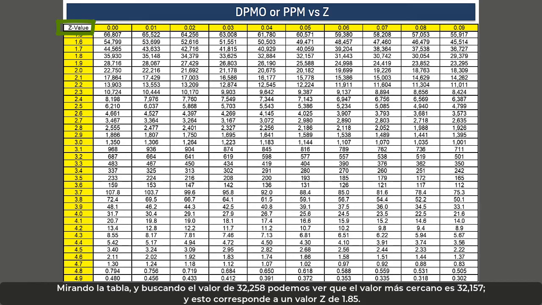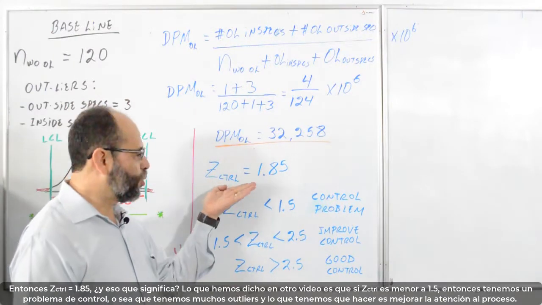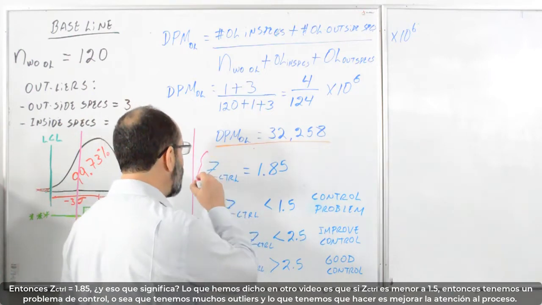Taking a look at the table and looking for the value 32,258, we can see that the closest value is 32,157, and that corresponds to a Z value of 1.85. Okay, Z control 1.85, and well, what is the meaning of that?